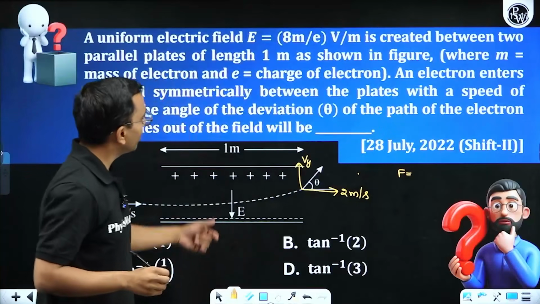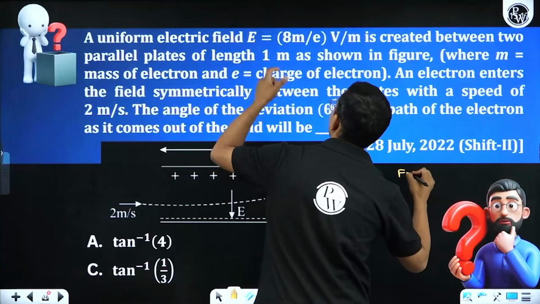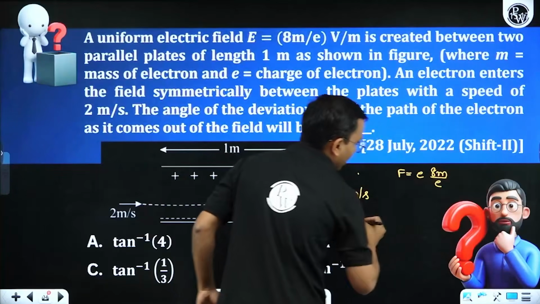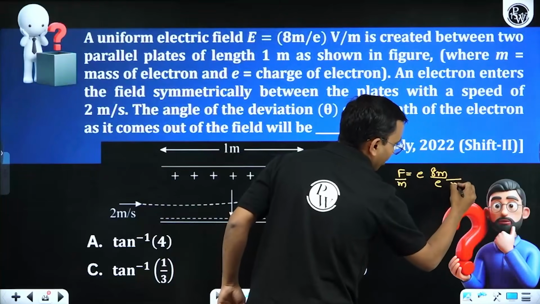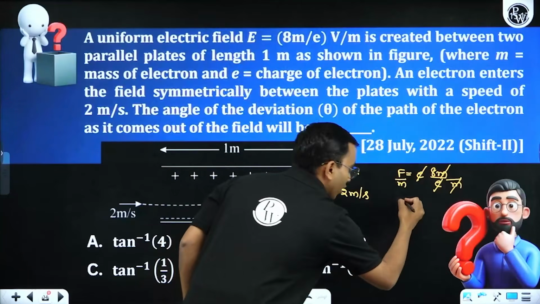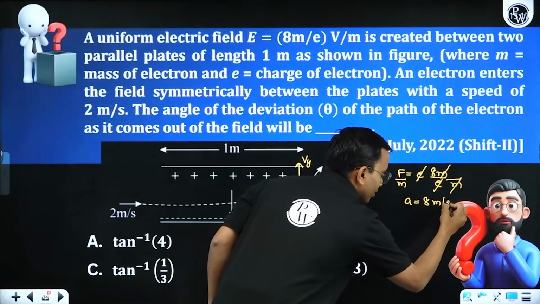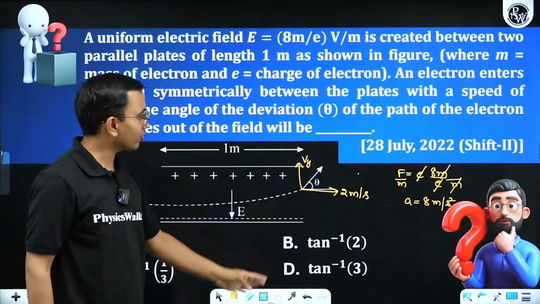charge into electric field, magnitude of charge is e. So e into the electric field, that is 8 m by e. Divide this with mass to get acceleration. So this is getting cancelled, and from here I got a as 8 meter per second square. Acceleration I got, it is 8 meter per second square.